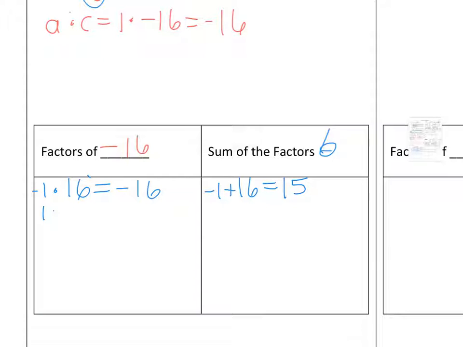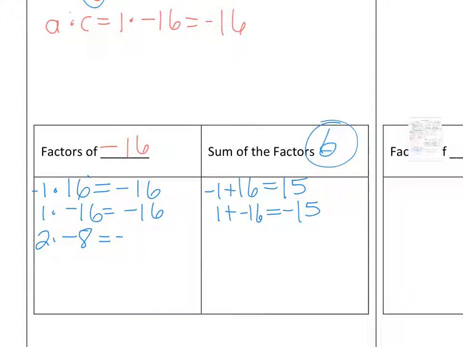See, if I had switched those and made my negative the bigger number, then when I add them, I'm going to get a negative. And I know when I add them, I need a positive. So that might help us maybe not have to write so many multiplication problems down. So I started with 1. I know that 2 goes into 16, so 2 times negative 8 would be negative 16. And when I add 2 plus negative 8, I get negative 6.